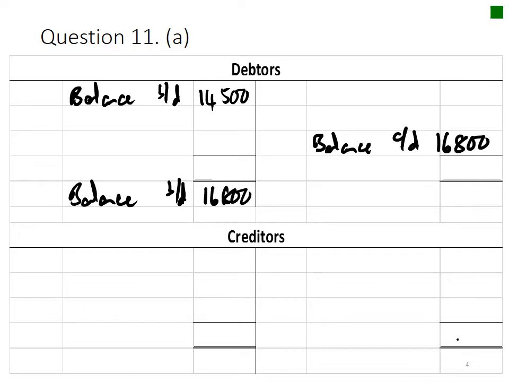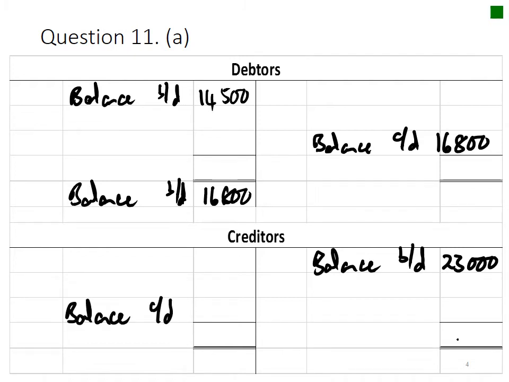And then for creditors, the creditors account has a balance on the credit side. So the balance brought down, the opening balance, is 23,000. We're given that information in the question. And the closing balance that we're going to carry down is 19,200. We're also given that in the question, so that will be the opening balance at the beginning of the following year, owing to creditors. Now the other information they give us is how much purchases and how much sales are.